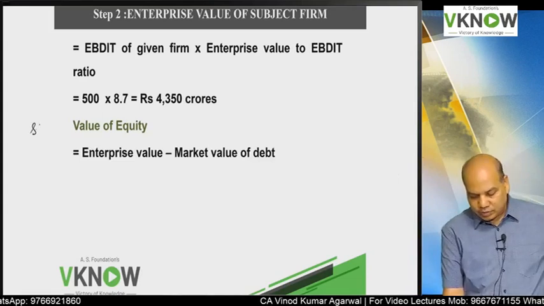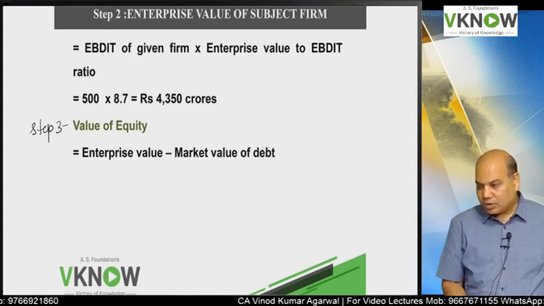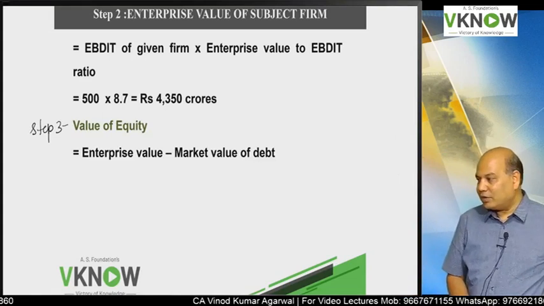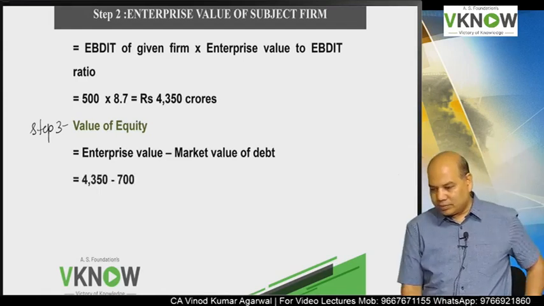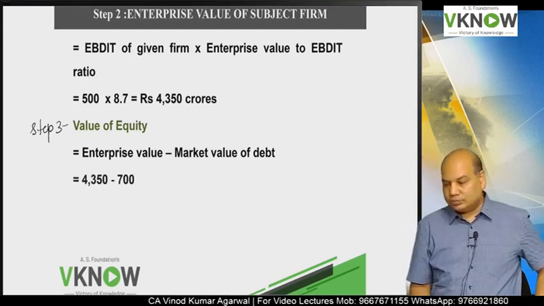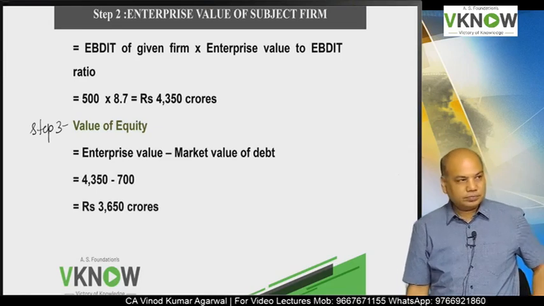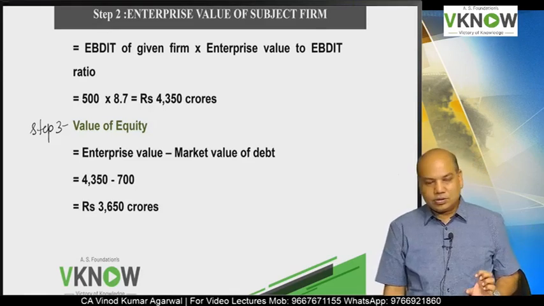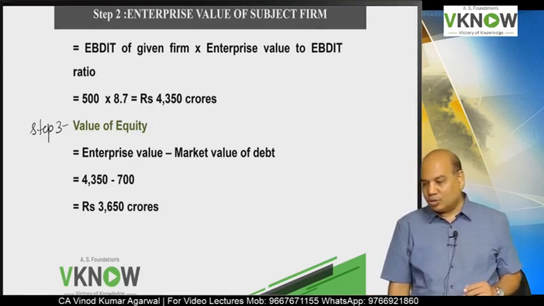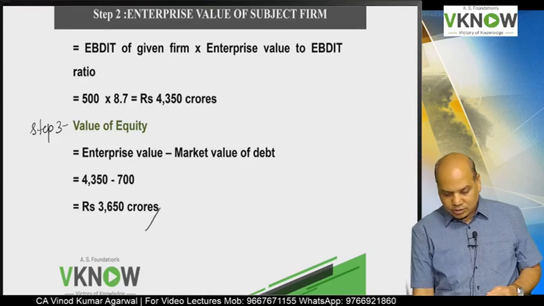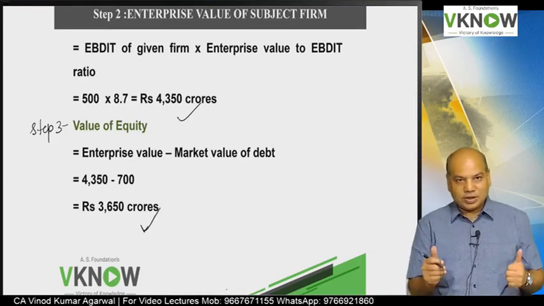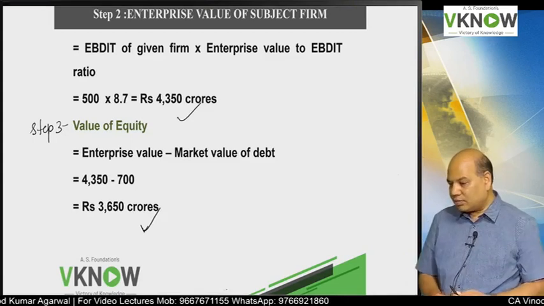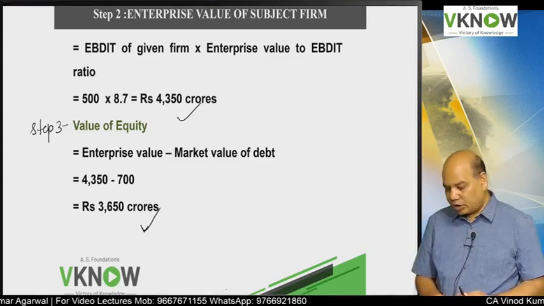Then write down value of equity, step 3: enterprise value minus market value of debt, 4350 minus 700, that is 3650. Check the calculation, don't trust anyone including me. Is the calculation right? Please check and say yes, then we'll move forward. Is the calculation right? Very good.